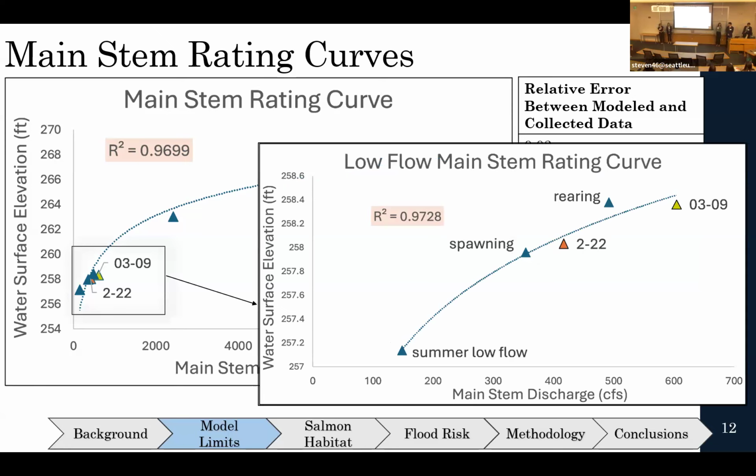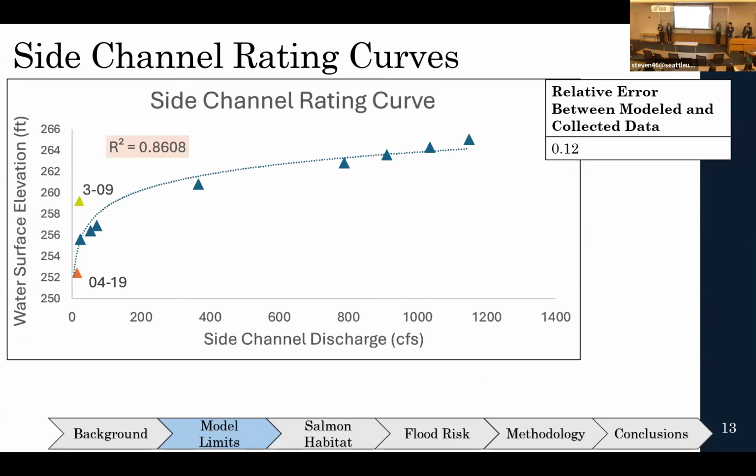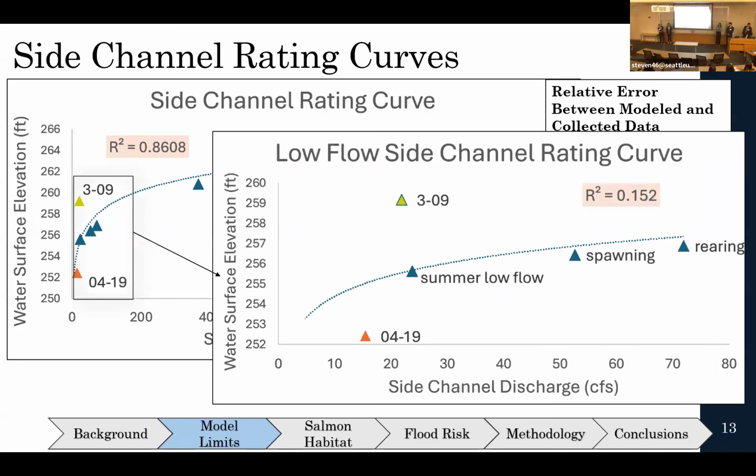We did the same thing in the side channel, and as you can see here from this graph, there seems to be a little bit more variation compared to that of the main stem, especially with the higher relative error between them at 0.12, and we can zoom in and see that our data does not fit what's happening at the model from the side channel, meaning that the model is not accurately depicting what's happening within the side channel.